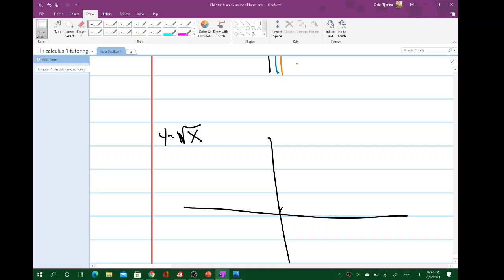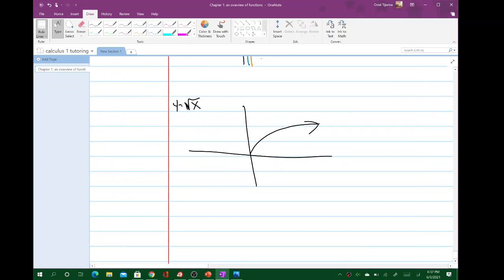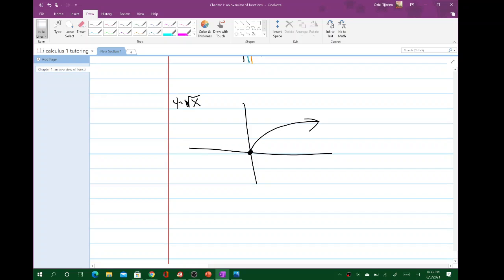Oh, right. It looks like this, obviously. This is square root of x. So you see how it's kind of like a curve, and it starts at 0 because you can't take the square root of negatives. So that's how that is. This is y equals square root of x.